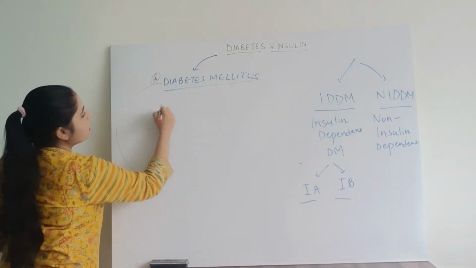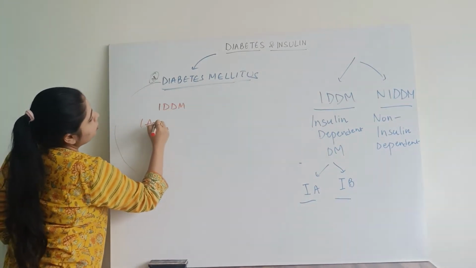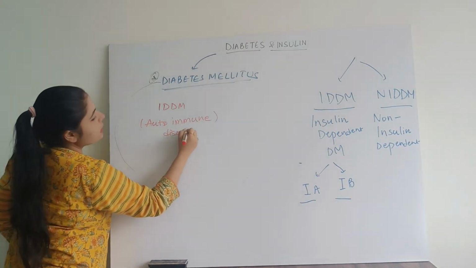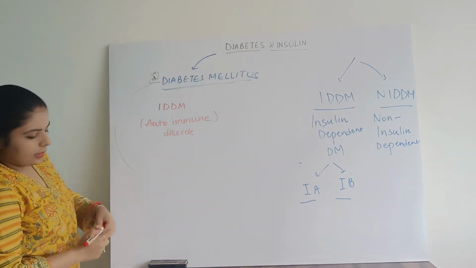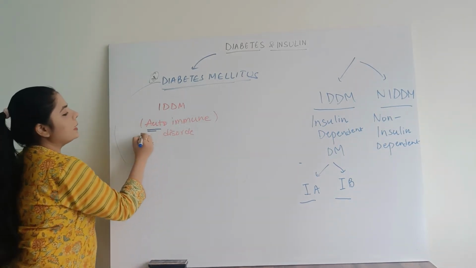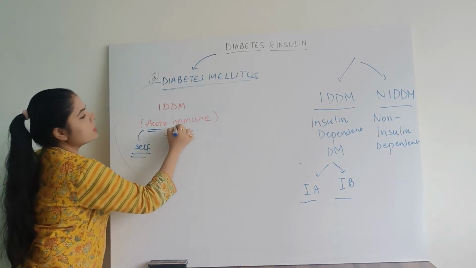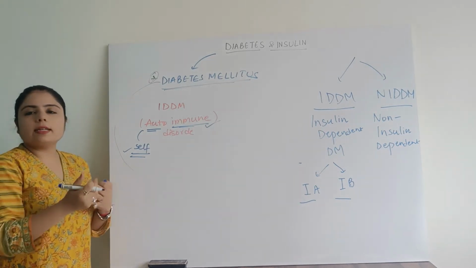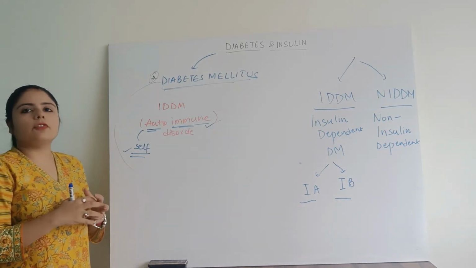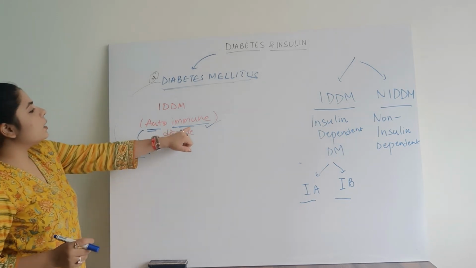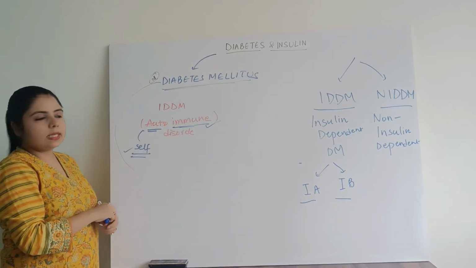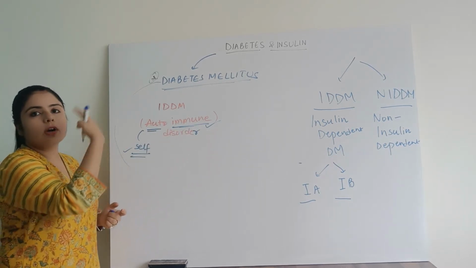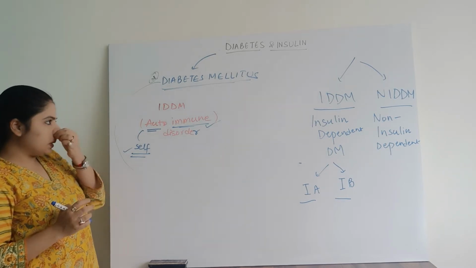So IDDM is an autoimmune disorder. When I say autoimmune, let's clarify the term here. Auto means self. Immune means your own immune system. We know what immunity is: how the body defends against foreign particles to keep itself from any kind of infection. So here the immunity is acting on the self. The body is self-destructing its own cells through its antibodies, and therefore leading to this metabolic disorder.